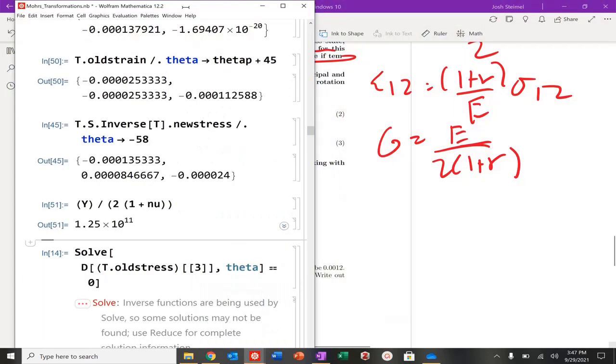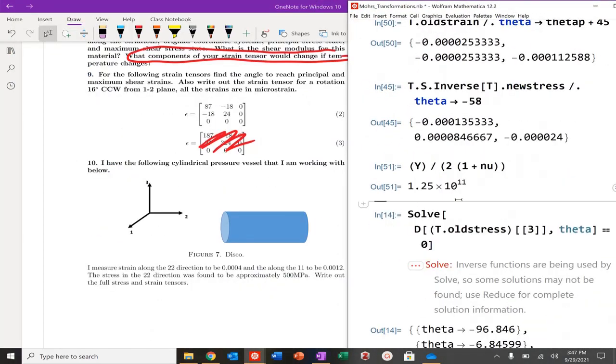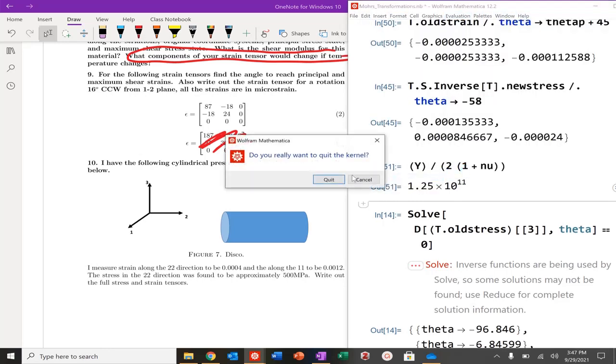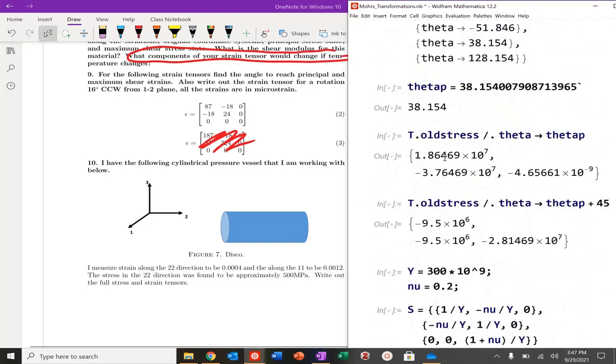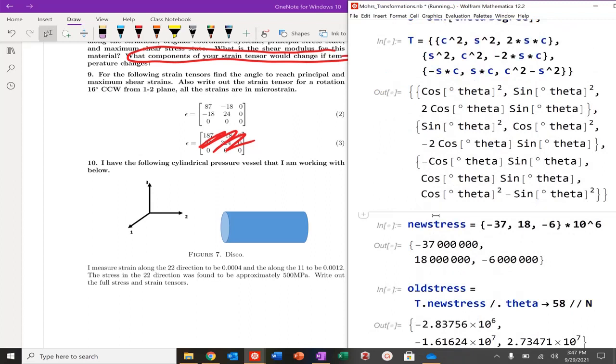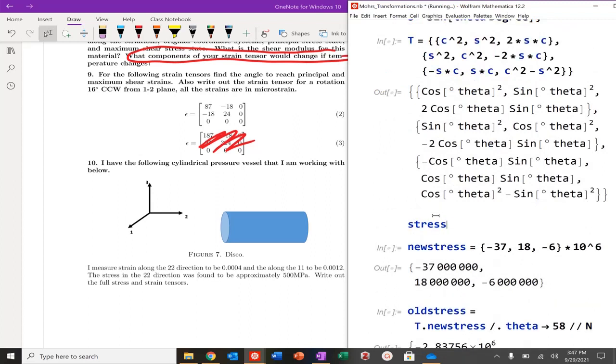So again, I could do this fairly straightforwardly as well. I'm going to clear everything. So I'm going to go ahead, evaluation, quit my kernel, local, there we go. I'm going to go all the way back to my T. So there's my T matrix here. So this is my stress, or strain. So strain equals 87, I'm going to keep this in, we'll write it out: 87, 24, and minus 18. And I could do that times 10 to the minus 6.